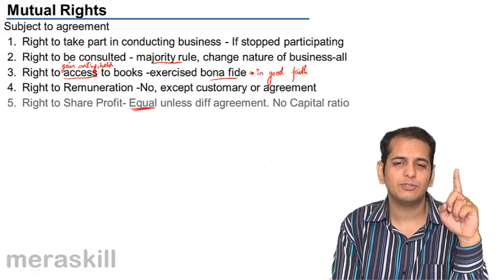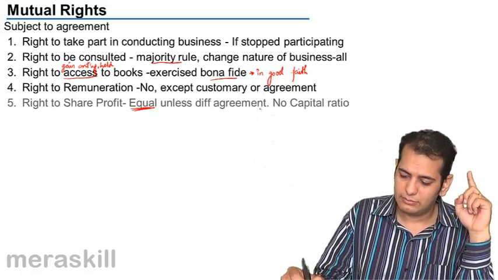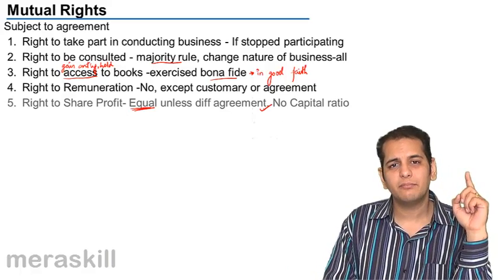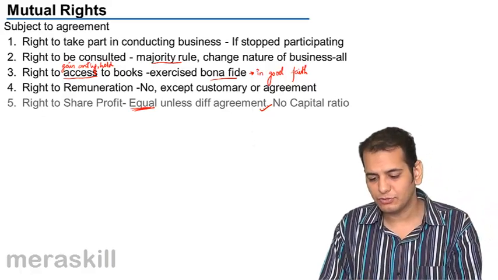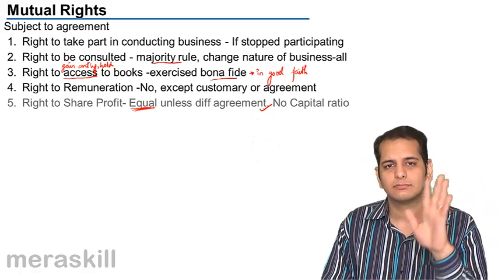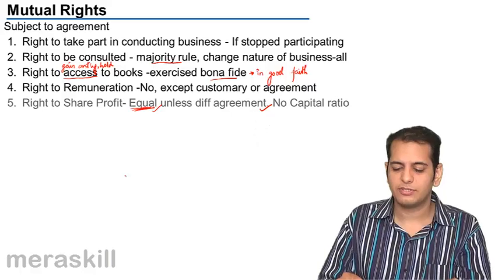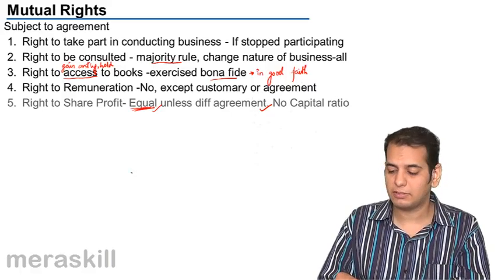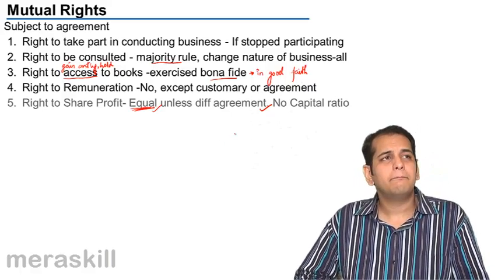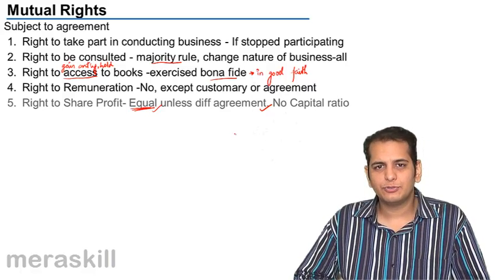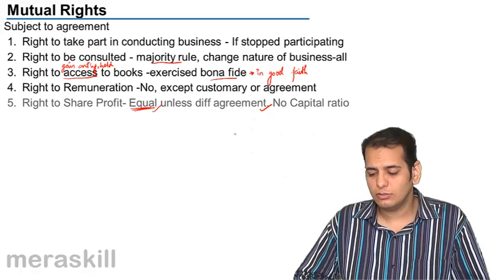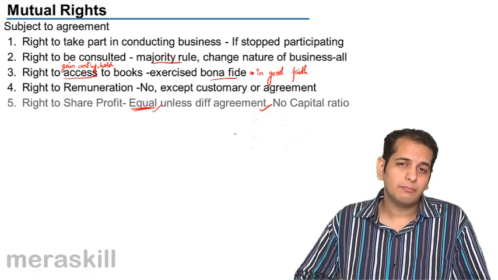So if the ratio is written in the agreement, it is defined in the agreement, you go by it. If it is not defined, you distribute it equally amongst all partners. Many people argue that the profit sharing ratio should be based on the capital employed in the firm.